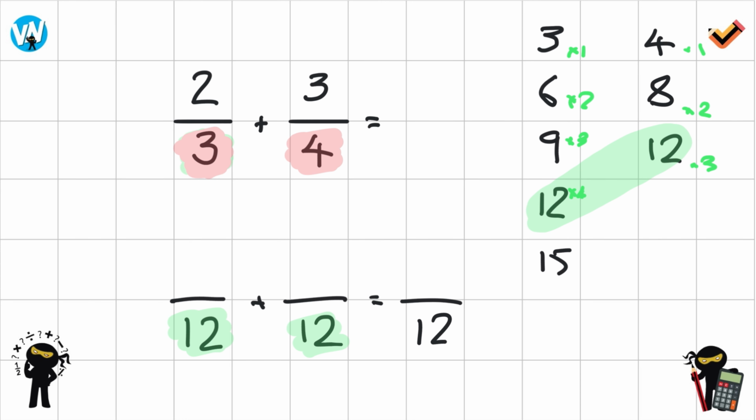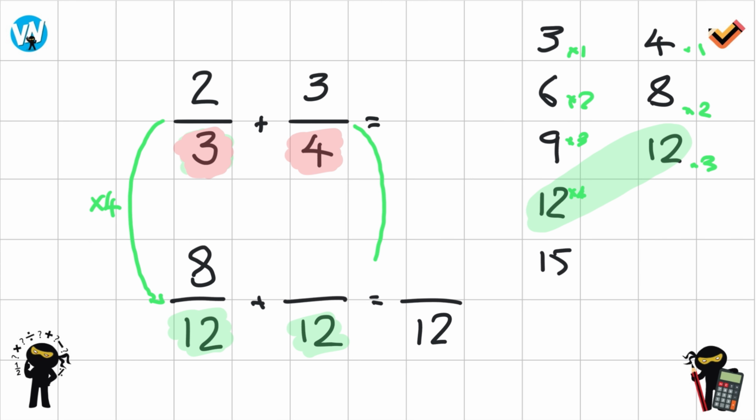So we need to do the same to the numerator. And I always draw a little line. So essentially, what we've done here is times 4. So we've multiplied this fraction by 4, so we've multiplied this by 4 to get to 12. So we need to multiply this by 4 to get our new numerator. So 2 times 4 is 8. Very, very simple.